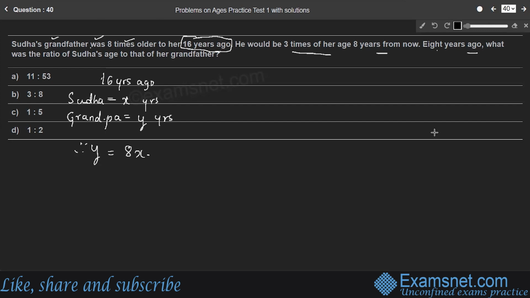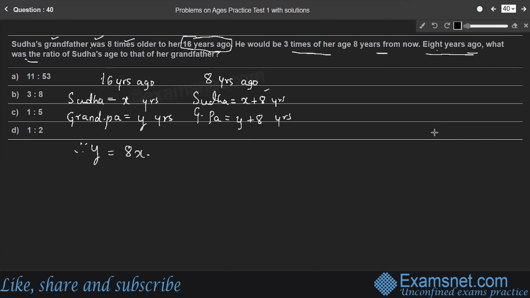And it is given that 8 years ago, what was the ratio of Sudha's age to that of her grandfather? We'll consider their ages 8 years ago. If 16 years ago their ages were X and Y, 8 years ago Sudha was X plus 8 years, and her grandpa was Y plus 8 years. Here we need the ratio of X plus 8 is to Y plus 8.